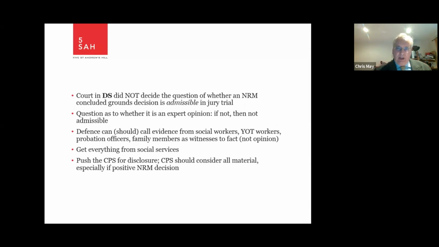So in order to have that evidence available at trial, what's necessary is to get everything, especially from social services. Looking at younger people particularly, there's likely to be a mountain of social services evidence. So push the CPS for disclosure. The CPS should, of course, have considered all that material in making their decision whether or not to charge, whether to continue with the case, particularly if there's a positive NRM decision. In practical terms, a lot of that will not have happened. And so push for disclosure, make Section 8 applications. It's third-party material that the Crown have an obligation to get and to consider.